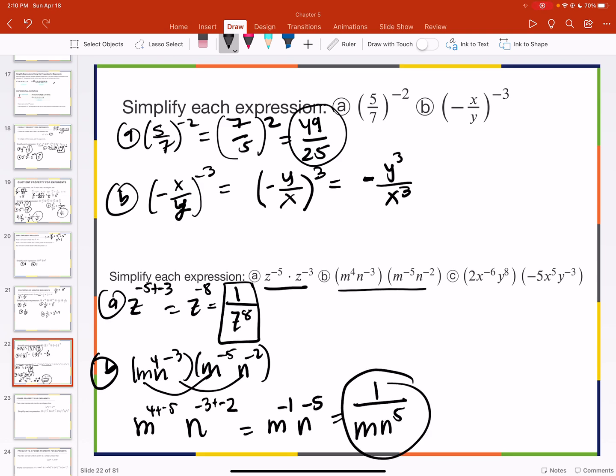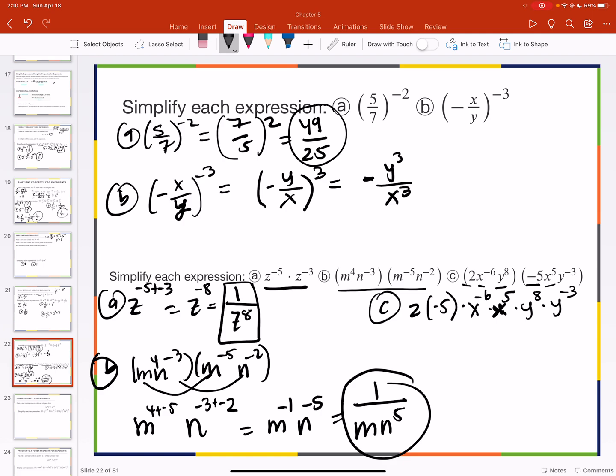Okay. So let's see C. Let's do another one. We have 2x to the negative 6, y to the power 8, times negative 5, x to the 5th, y to the negative 3. So let's rewrite this. This is going to be 2 times negative 5 times x to the negative 6 times x to the 5th times y to the 8th times y to the negative 3. That just might help to see it, because we're going to be combining the exponents, right?